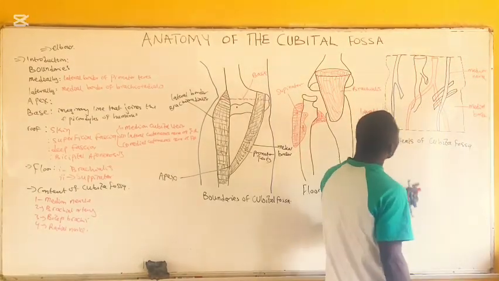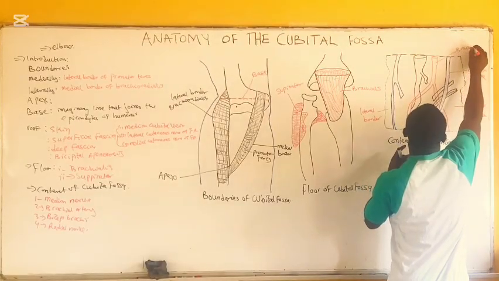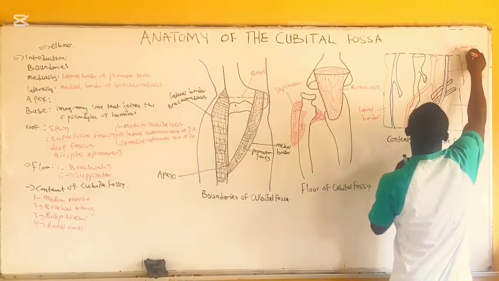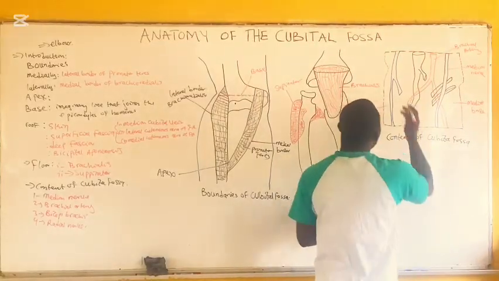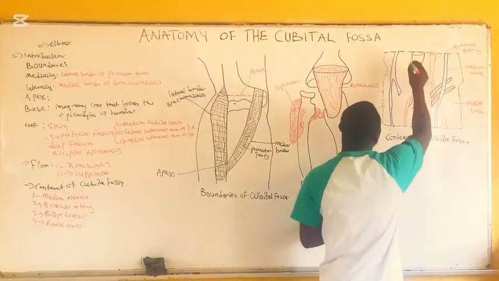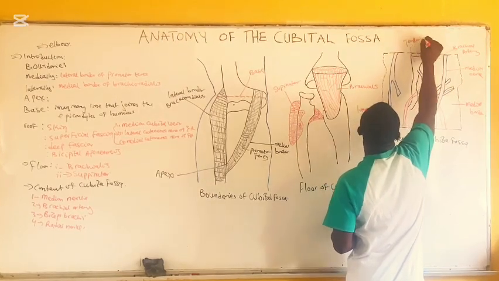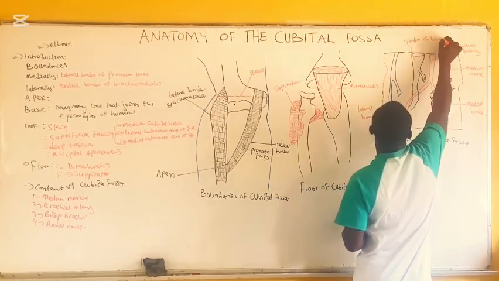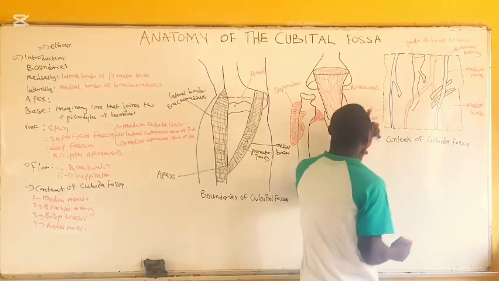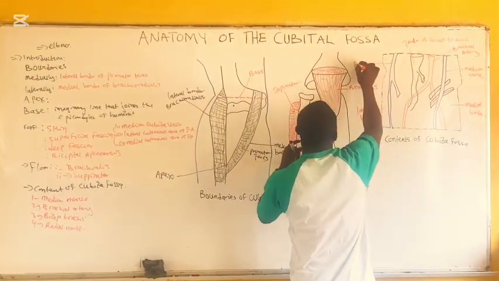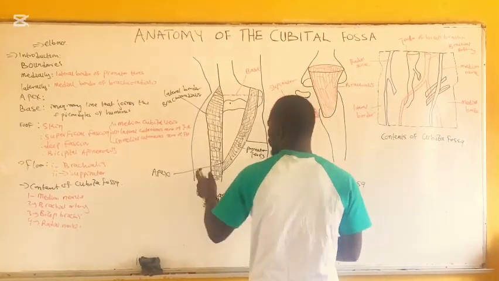This is the median nerve. This is the brachial artery, terminal branch of the brachial artery, then followed by the tendon of biceps brachii. This is the tendon of biceps brachii, and lastly there is the radial nerve. So these are the contents of the cubital fossa.